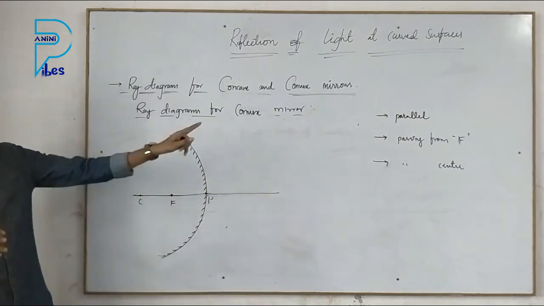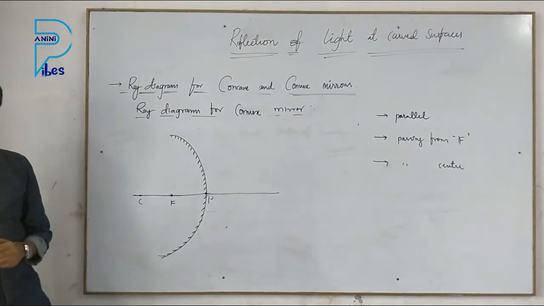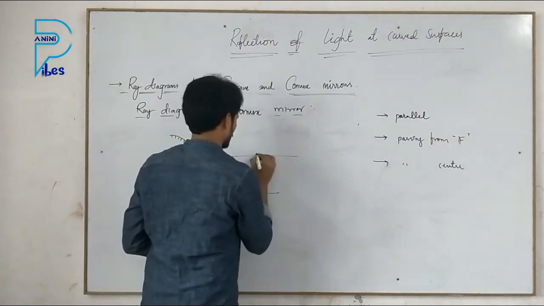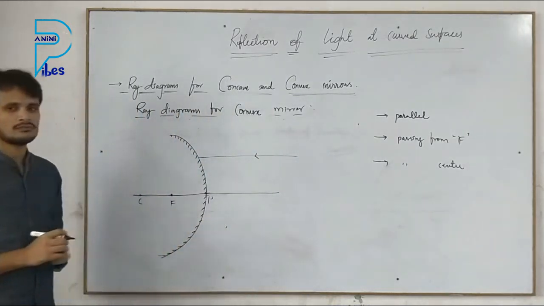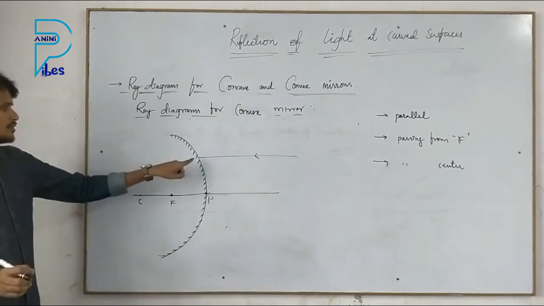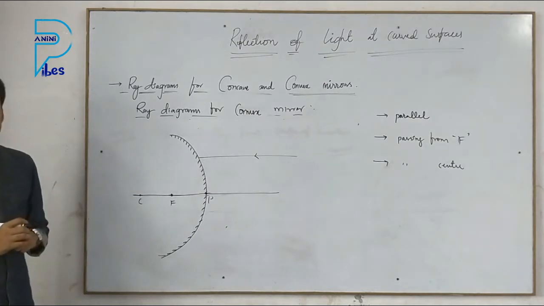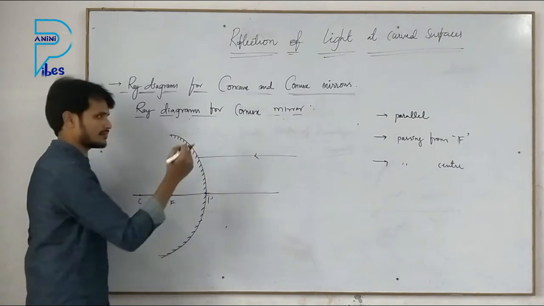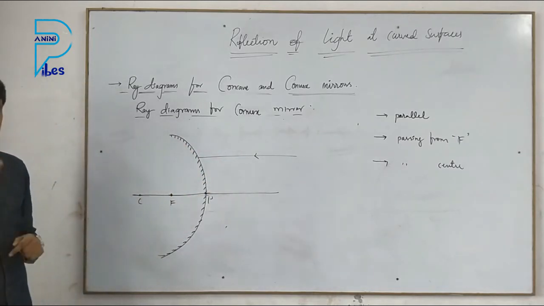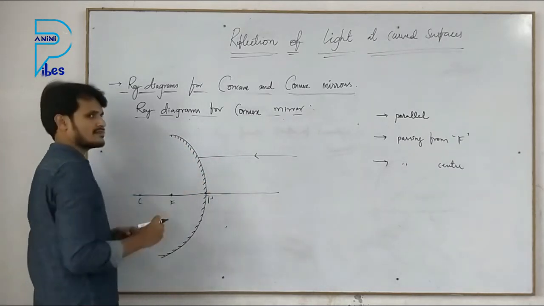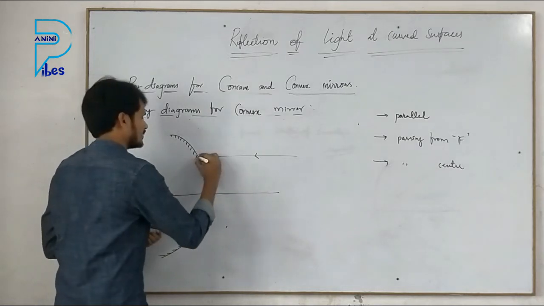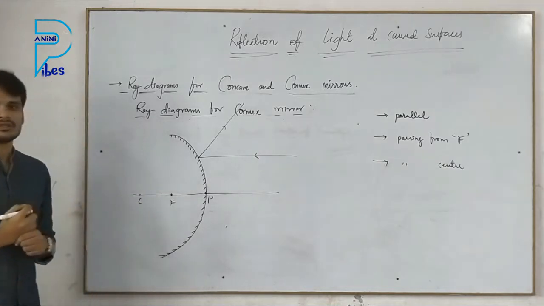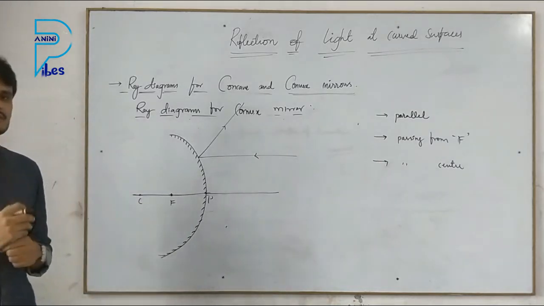Now imagine one ray is parallel to the principal axis. Which ray? The first incident ray is parallel to the principal axis. Just imagine one incident ray coming from a light source. The rays fall on the convex mirror, and the incident ray is parallel to the principal axis. We know that this mirror is a diverging mirror, so the reflected ray diverges back.